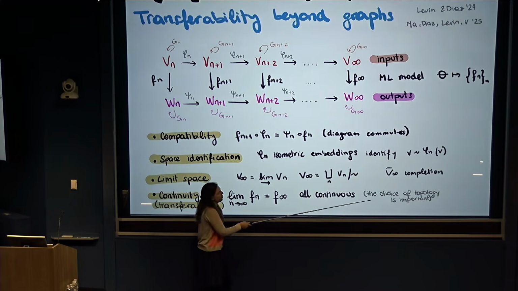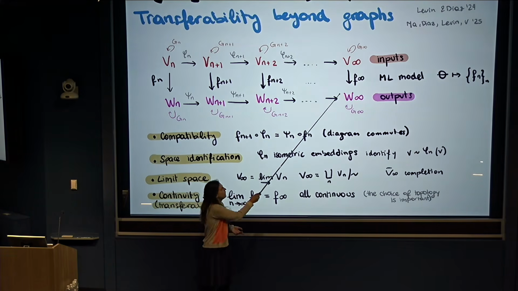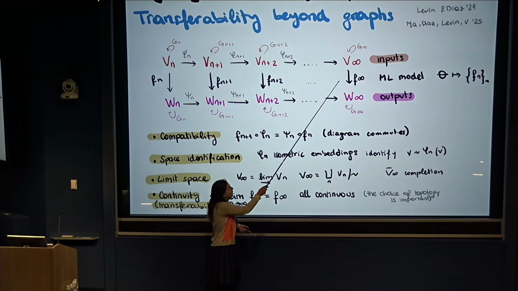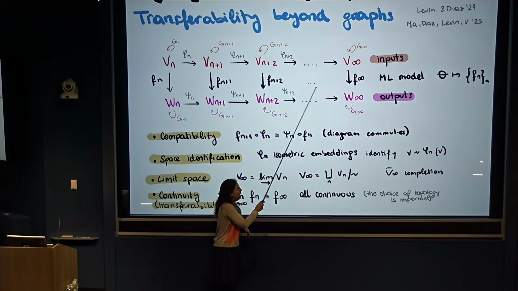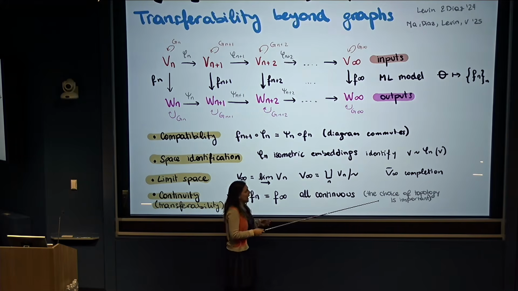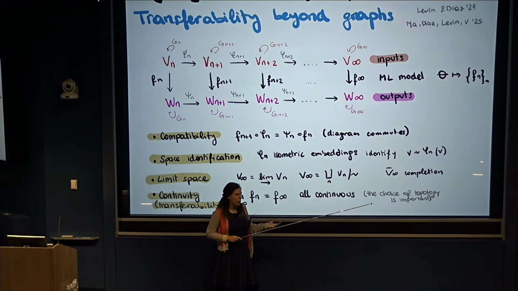And the choice of topology here is important, because in the finite dimensional spaces, all the topologies are equivalent, at least if they come from norms. In the infinite dimensional space, they are not. So the choice of topology is important. And this choice of topology is going to tell you what models are good for your task and what models are not good for your task.